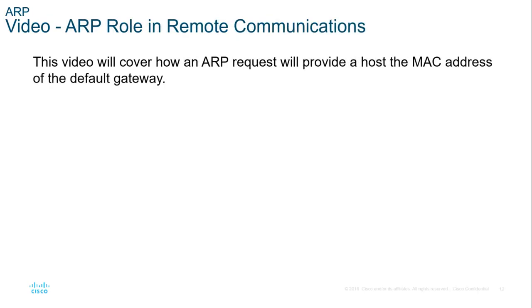There is a video that will cover how an ARP request will provide a host the MAC address of the default gateway.